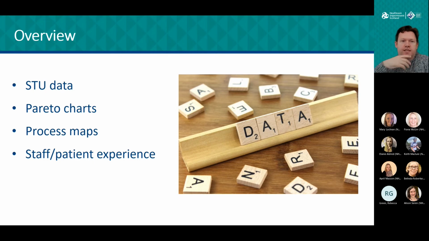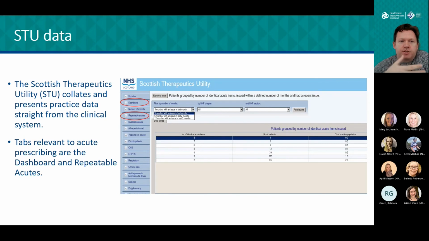So if we go on to the next slide, we mentioned STEW data from the Scottish Therapeutics Utility. Basically, it's a piece of software that presents data straight from the practice clinical system. What we felt was most relevant during the course of our acute prescribing learning network were two of the tabs, the dashboard tab and the repeatable acutes tab. The dashboard tab is pretty straightforward. It just has the overall numbers of acute items, repeat items, serial items that are being issued from the practice each month. Very useful for a little bit of understanding the greater context, the numbers.